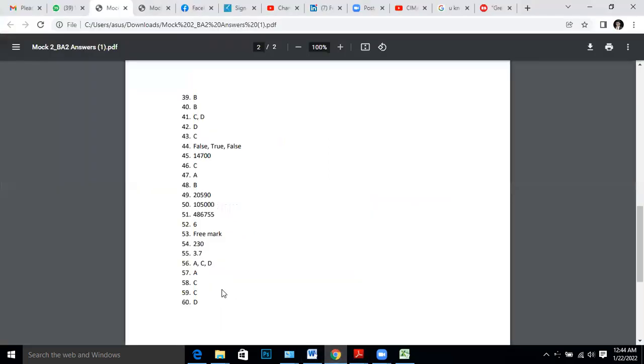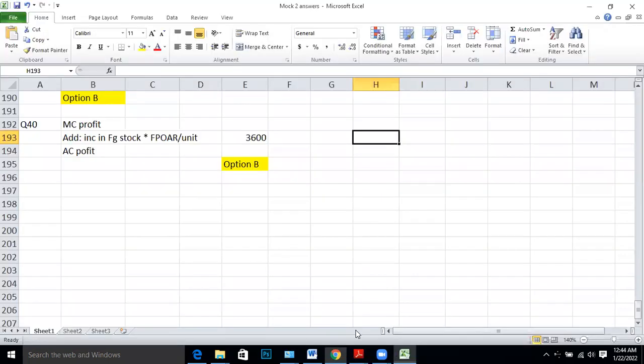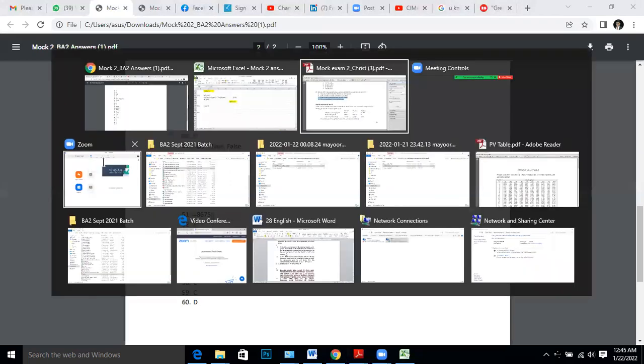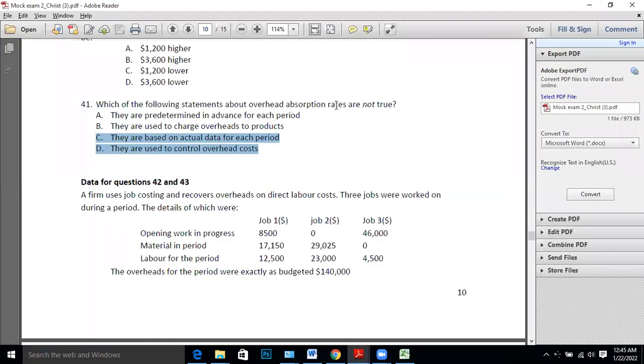Let's see what answer we gave there. 41 C and D. Can you see C and D? You have to choose both answers, otherwise you will not get the marks. If you have selected only one, you will not get the marks, because I have clearly asked which of the following are not true. So that means obviously there is more than one answer.